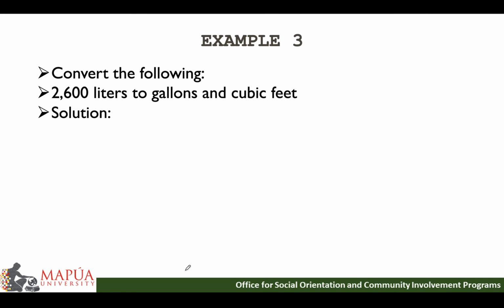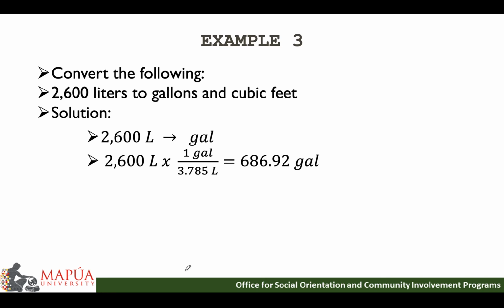Okay, so let's have another example. We convert 2,600 liters to gallons and cubic feet. So let's start with 2,600 liters to gallons. So the conversion factor here is, for every 1 gallon, we have 3.785 liters. We want to eliminate the unit liters, so it has to be in the denominator. So we retain the unit, which is gallons. And then 2,600 divided by 3.785 is 686.92.